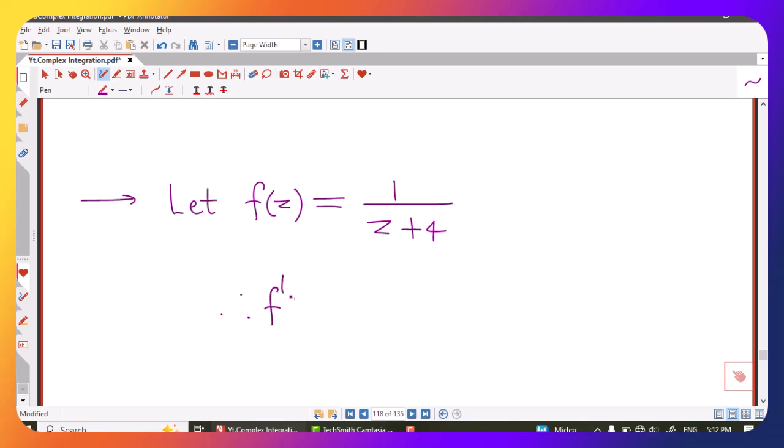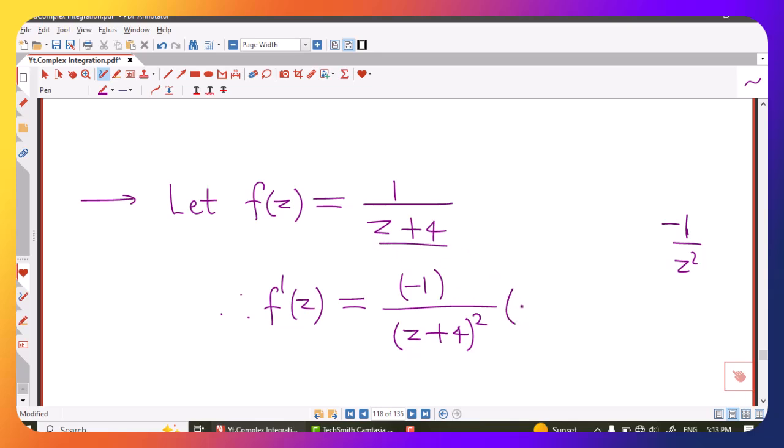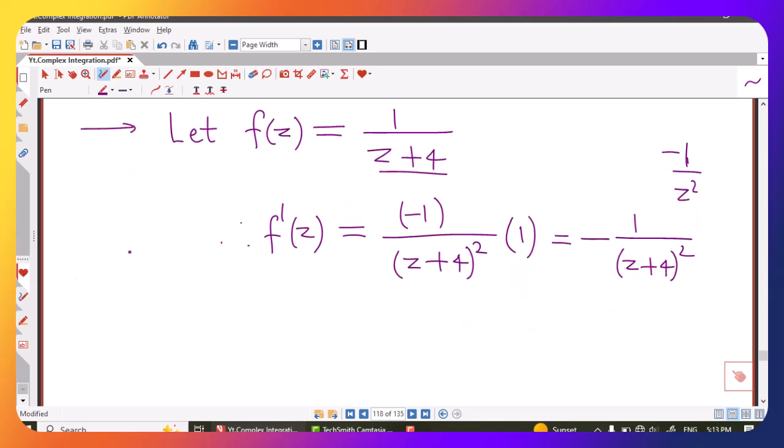We will require them. So f dash z: the derivative of 1 by z is minus 1 by z square. Here instead of z we have z plus 4, so this is going to be minus 1 divided by (z plus 4) square into the derivative of z plus 4. The derivative of z plus 4 is 1 plus 0, that is 1. So that is by chain rule, and this is minus 1 divided by (z plus 4) square. So we can write our function f dash z as minus 1 times, we can rewrite 1 over (z plus 4) square as (z plus 4) to the power minus 2.